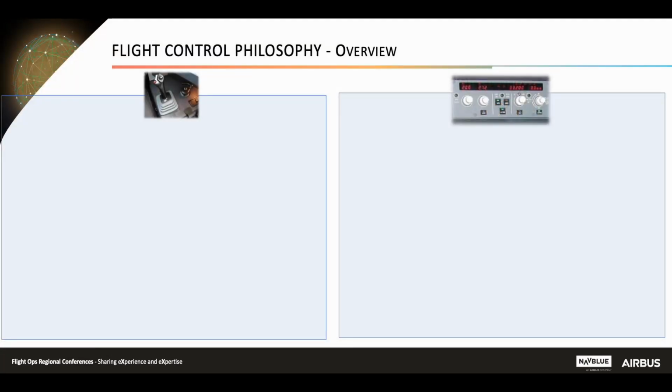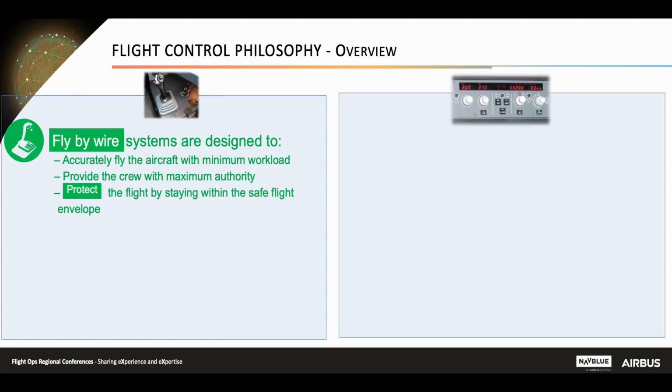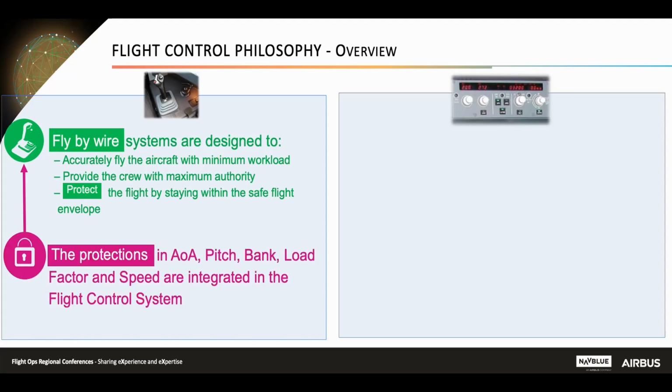So let's review the flight control philosophy. We have two systems and two functions for two objectives. The fly-by-wire system is designed to alleviate the workload of the flight crew. It will provide the maximum authority to the crew, as it is an Airbus design rule and required by the certification process. It will protect the flight domain thanks to the associated protections. The protections are integrated in the flight control system.